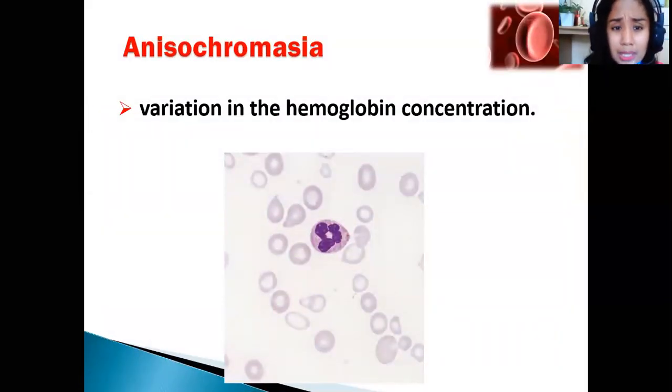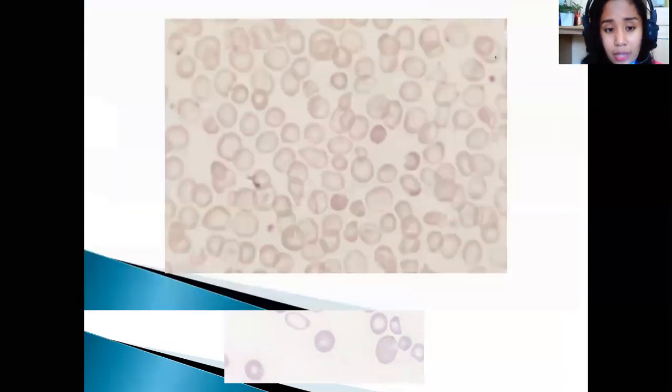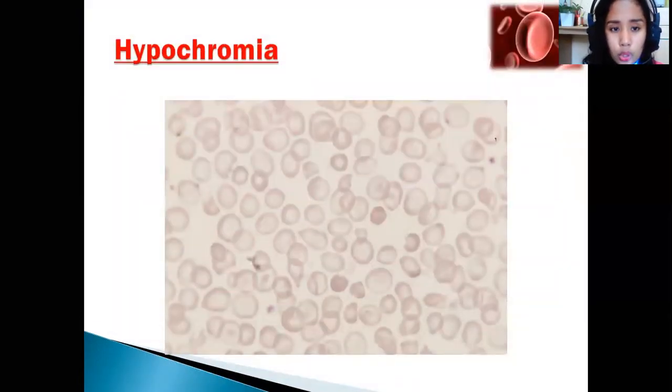So, we have this term, anisochromasia. There is a variation in color. I think nasabi ko na to, hypochromia. Increased hemoglobin, decreased.